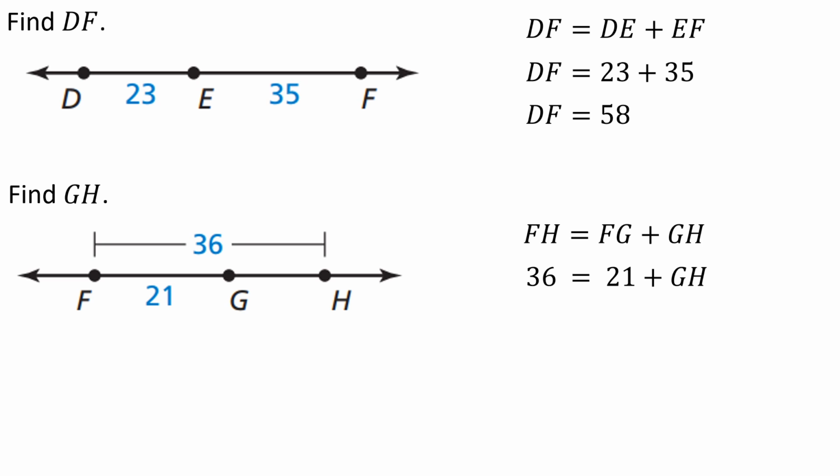Now I can solve this equation. Now remember, GH is the length of a segment. It's not variable G times variable H, right? There's no multiplication there. Subtract 21 from each side. And we now know that the length of segment GH is 15.